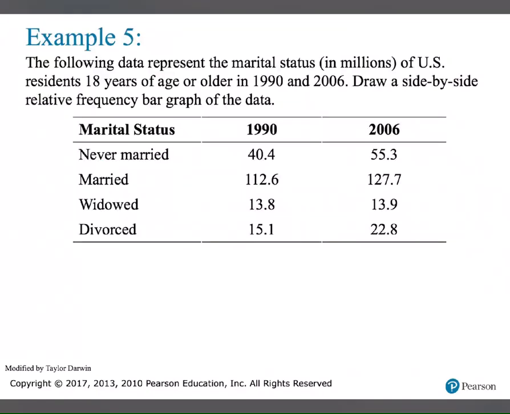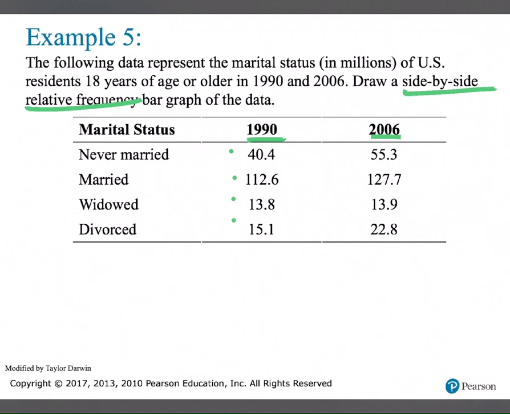Okay, so example 5 says the following data represent the marital status in millions of U.S. residents 18 years of age and older in 1990 and 2006. Draw a side-by-side relative frequency bar graph of the data. So we've got 1990, 2006, and we've got 4 categories for each year: never married, married, widowed, and divorced.